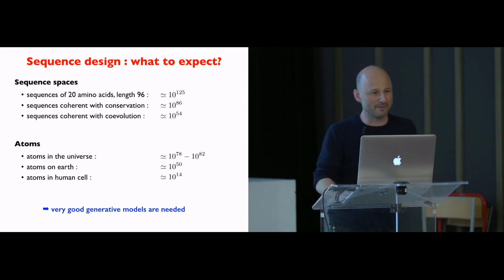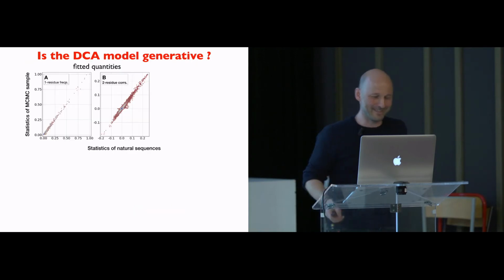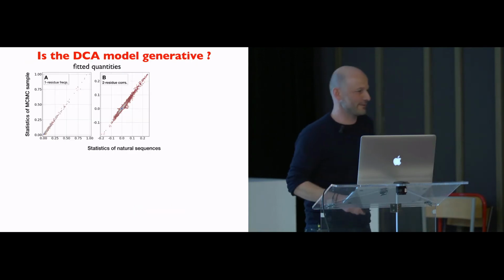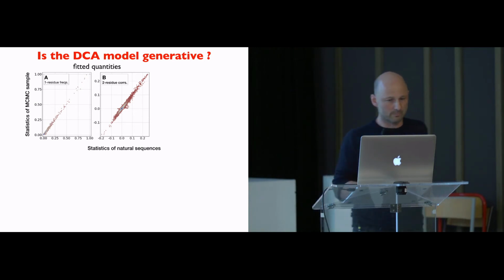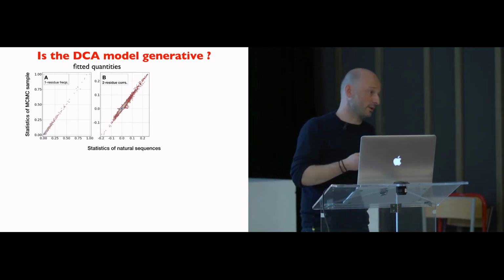So Kai is laughing, but the numbers are very simplistic, but I think they illustrate what they should illustrate. So is our model a generative model?